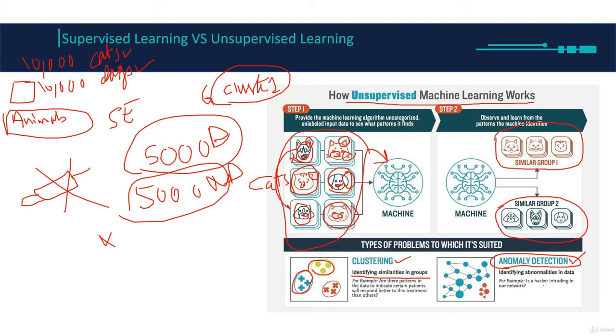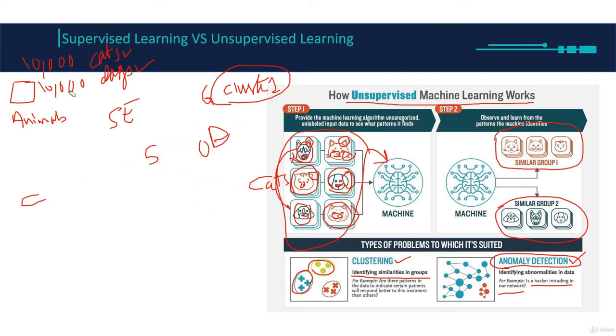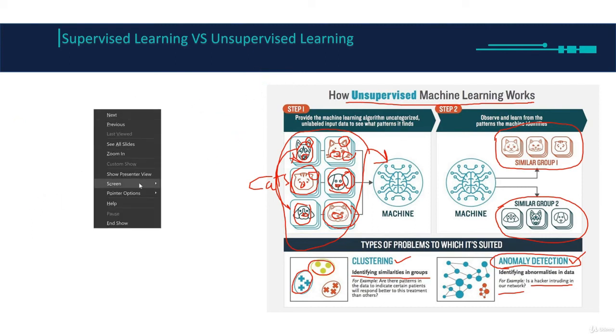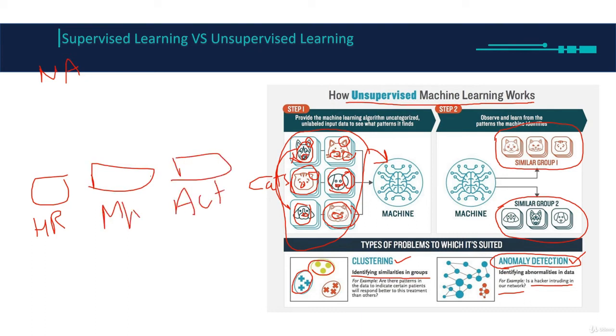Anomaly detection basically means, is a hacker intruding into our network? Let's say I work in a company, and let me just clear this thing up. Pointer eraser. Okay, so let's say I'm working as a network admin in a company, and I have a bunch of departments. I have an HR department, I have a marketing department, I have an accounting department, and so on.